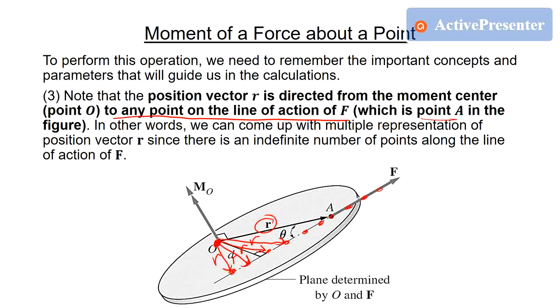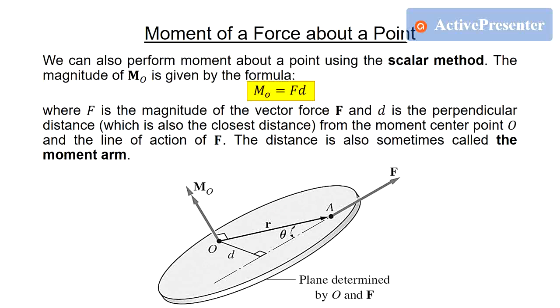In problems involving the moment of a force about a point, if position vector R is not indicated, you are the one who will determine what position vector R should be used. In two-dimensional problems, I suggest that you use the scalar method. The vector method, which is the cross product of the position vector R and F, is very useful in three-dimensional problems. But in two-dimensional problems, I prefer you use the scalar method.